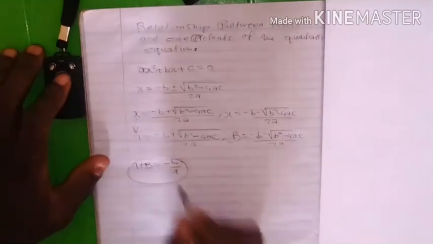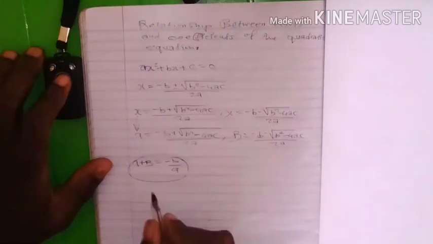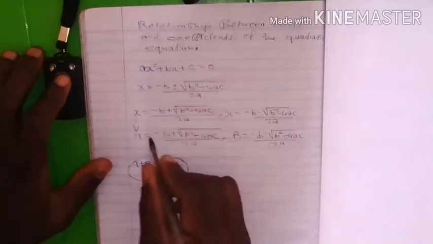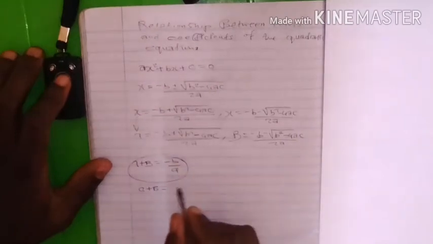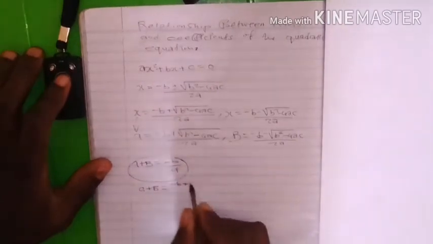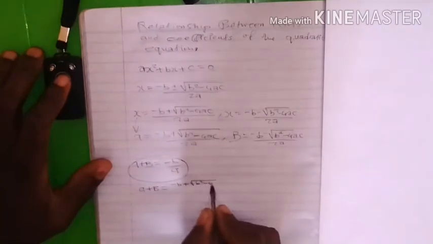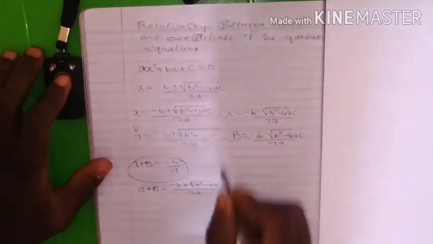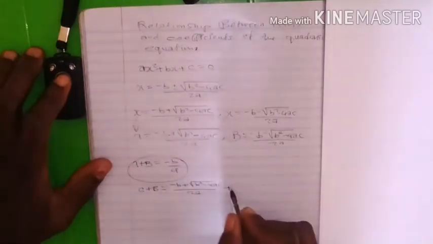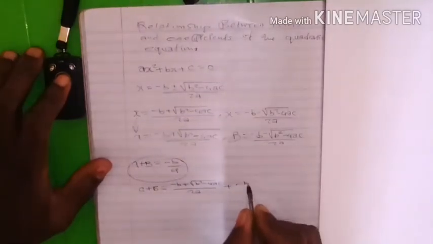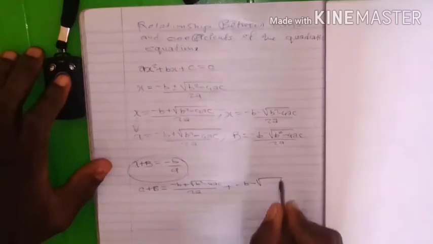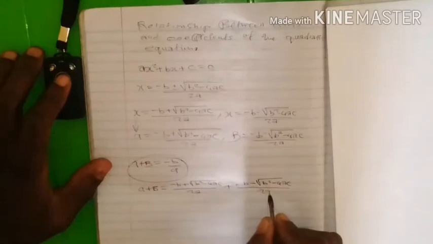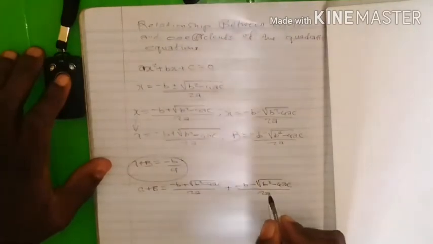What should we do? What we need to know is that alpha plus beta is equal to, here alpha is represented by this one, so we can say minus b plus the root of b squared minus 4ac over 2a. Then plus beta, which is represented by this one. We say beta is minus b minus the root of b squared minus 4ac over 2a. So this is one thing that we should realize.